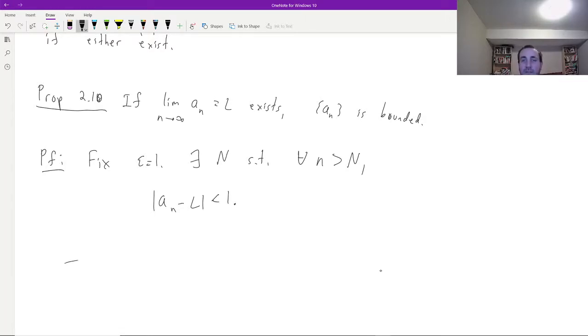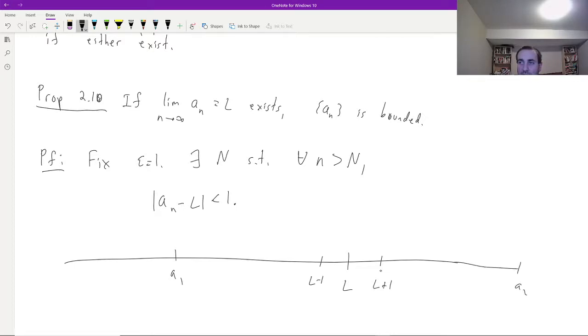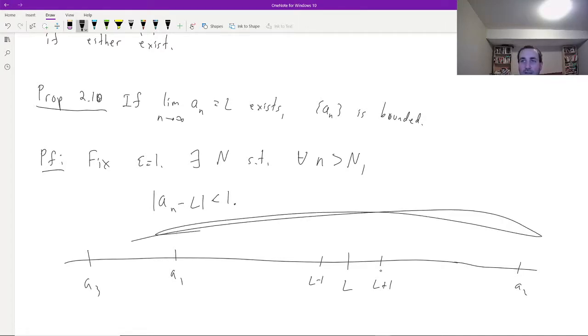So what does that mean in terms of the sequence? Well, I have this number L here, and I have L minus 1, and I have L plus 1. And what's happening is the following. At the beginning of the sequence, we can have A1, which can be wherever, A2, which can be wherever, and A3, which can be wherever. And so A can sort of be wiggling back and forth and go very far off page in either direction, and wiggle around for quite a while.